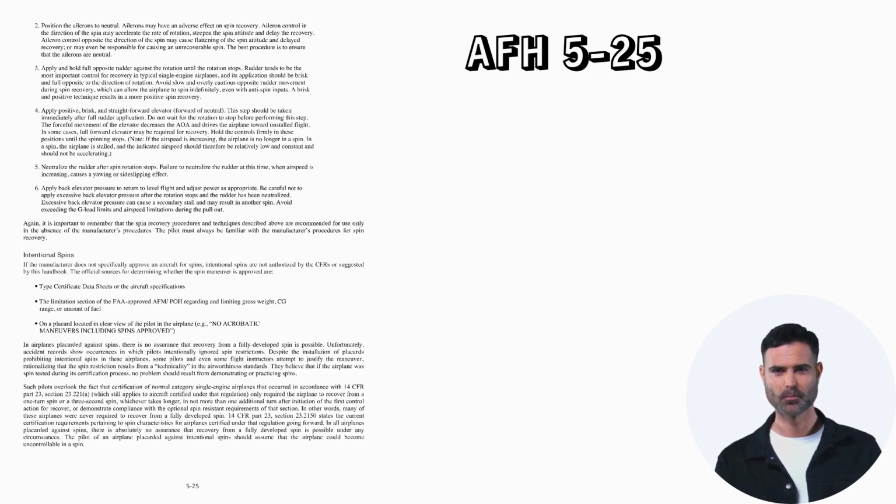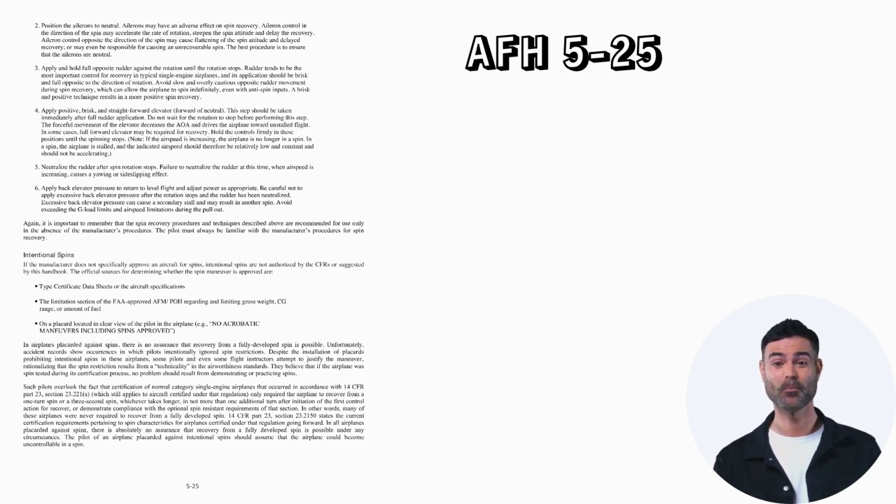practicing spins. Such pilots overlook the fact that certification of normal category single-engine airplanes in accordance with CFR Part 23, Section 23.221(a), which still applies to aircraft certified under that regulation, only required the airplane to recover from a one-turn spin or a 3-second spin, whichever takes longer, in not more than one additional turn after initiation of the first control action for recovery, or demonstrate compliance with the optional spin-resistant requirements of that section. In other words, many of these airplanes were never required to recover from a fully developed spin.